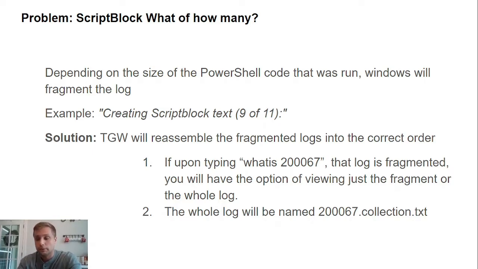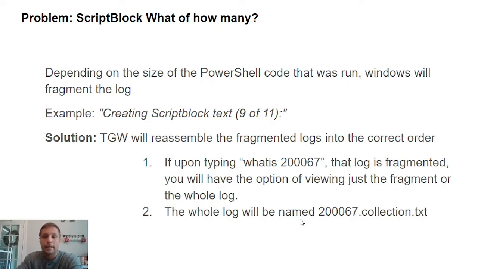So what used to happen is you would get the message hash that would identify as an outlier, and you'd say, cool, what is that? And then "what is 200067," and it would pop up and you would see it, but then you would see, I'm only looking at 9 of 11. Where's 1 through 8 and 10 of 11? Where's the rest of this, right? And it was a real tedious thing to do when you were trying to go back and manually reassemble those.